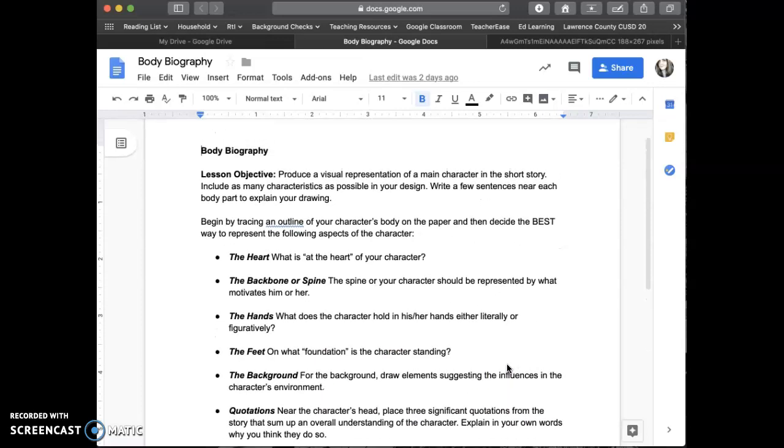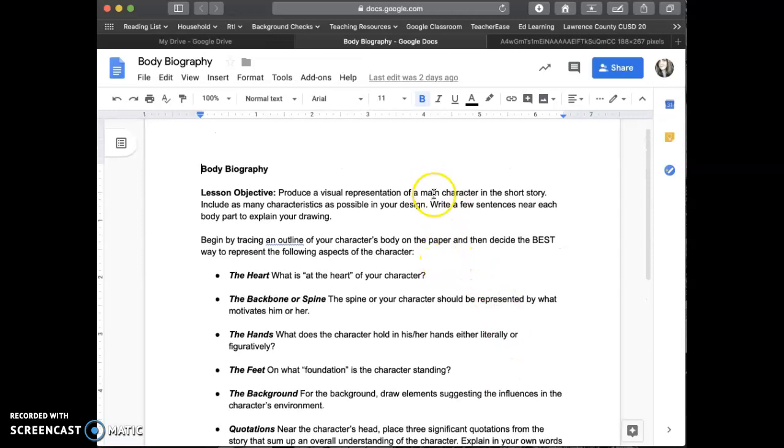So here's your job. After you have done all of these symbolic drawings, the next thing you're going to do is write a sentence near each body part explaining your drawing. This is something that should take you most of the class period to do. It does require lots of thought, lots of discussion. Make sure you look back at your story. Again, you can find it on pages 217 to 221 of the textbook. Let me know if you have questions. Have fun.